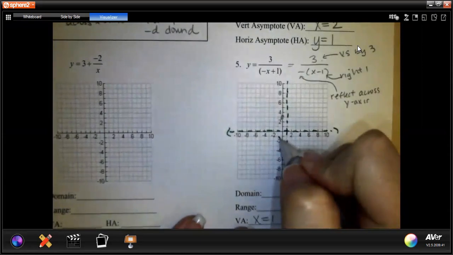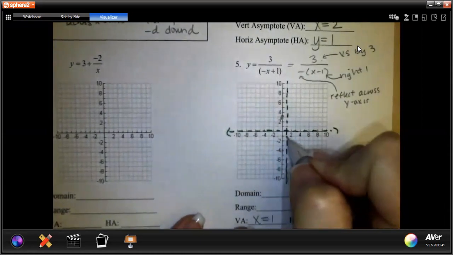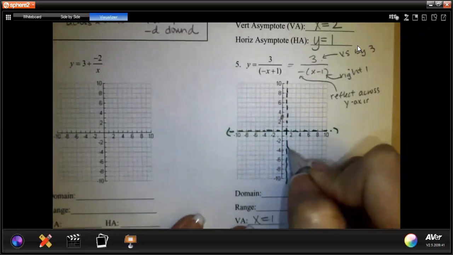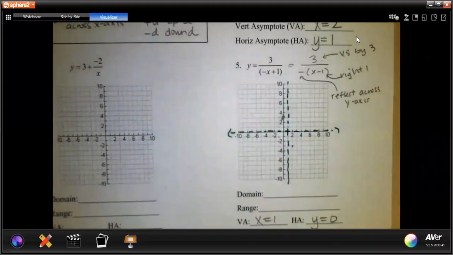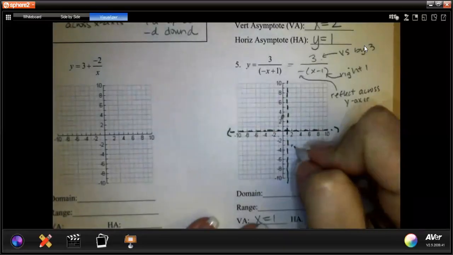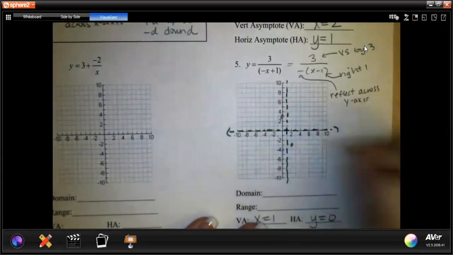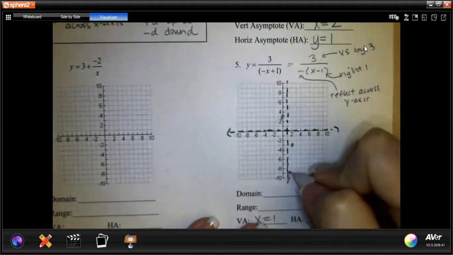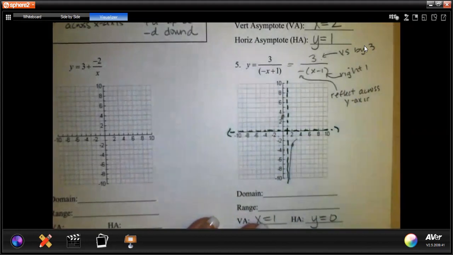Our point that was at negative 1, negative 1, we reflect across the y, we stretch it by 3, and then we move it to the right one. So we've got that point at 2, negative 3. Now we're ready to graph towards the asymptotes. So we just move our graph towards the asymptotes there.